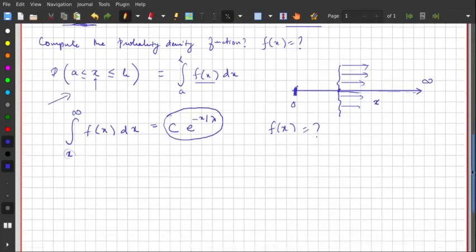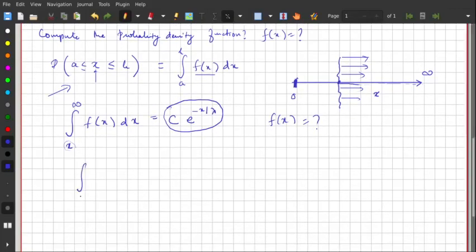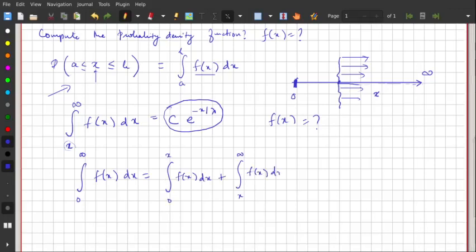So we know the total probability is given by the integral from 0 to infinity of f of x dx. We can write that as the integral from 0 to x of f of x dx plus the integral from x to infinity of f of x dx, using the summation rule of integration. We split the limits from 0 to x first and then from x to infinity. This is the total probability, and this is unity.